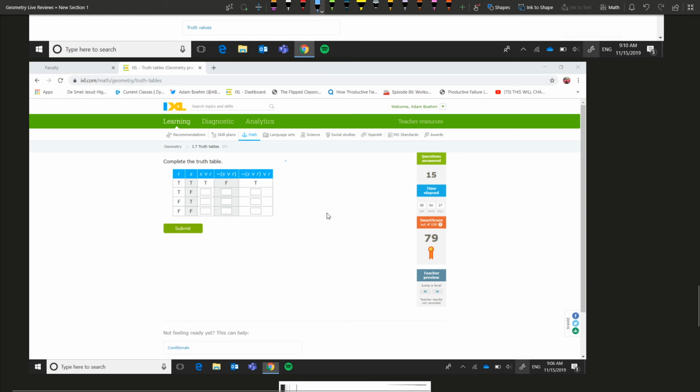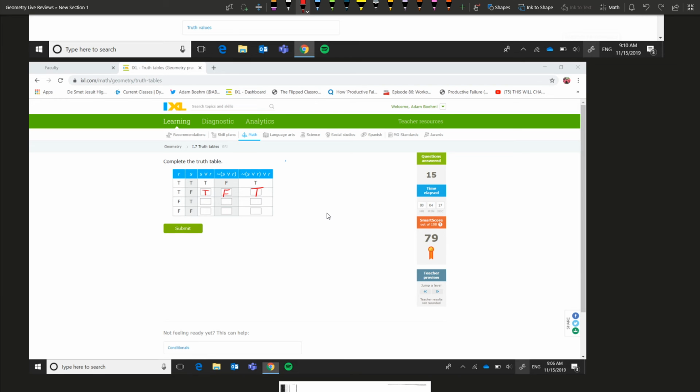In this table, for this top left-hand box, we're looking at R and S. This is an or statement, so only one of those things has to be true. Because R is true, this entire statement is true. The negation of that, the negation of true, is false. And then we're looking at not S or R. R is true, which automatically makes this statement true.